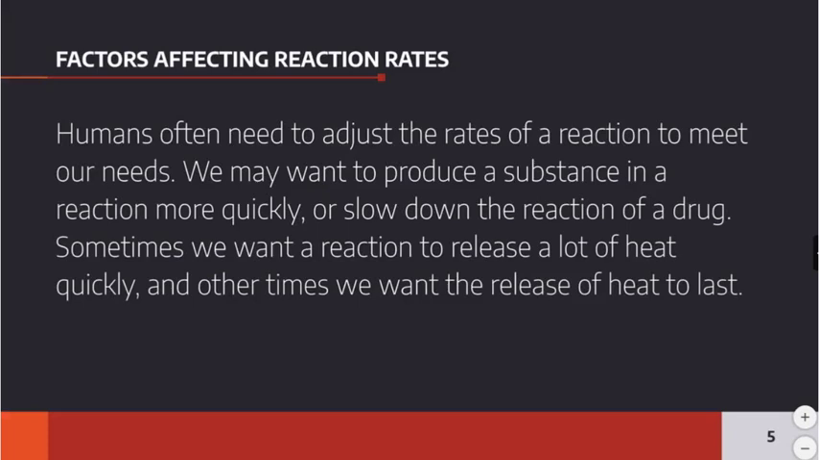But in other cases, we want to slow something down. If you take a drug and that drug reacts with your body too quickly, then you get an extremely high dose in a very short time. But what if you need that drug to last for a full day? You want to slow that reaction down. And so we do have to vary reaction rates. We sometimes want a faster reaction rate. We sometimes want a slower reaction rate. Sometimes we just want that reaction rate to be right in the middle, right where we want it to be.